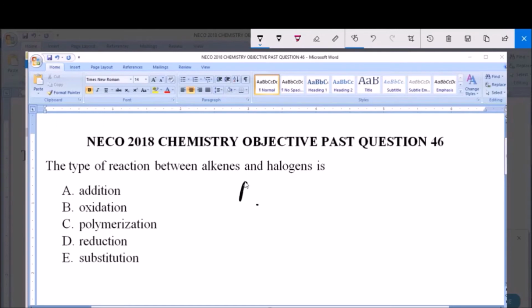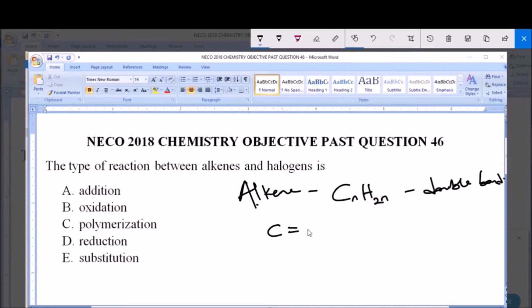Now, alkenes is a homologous series of hydrocarbon that has the general formula CnH2n. So this is the formula of alkenes, and this is due to the presence of a double bond. Now, a typical example of an alkene, or the first member of this family, is ethene.